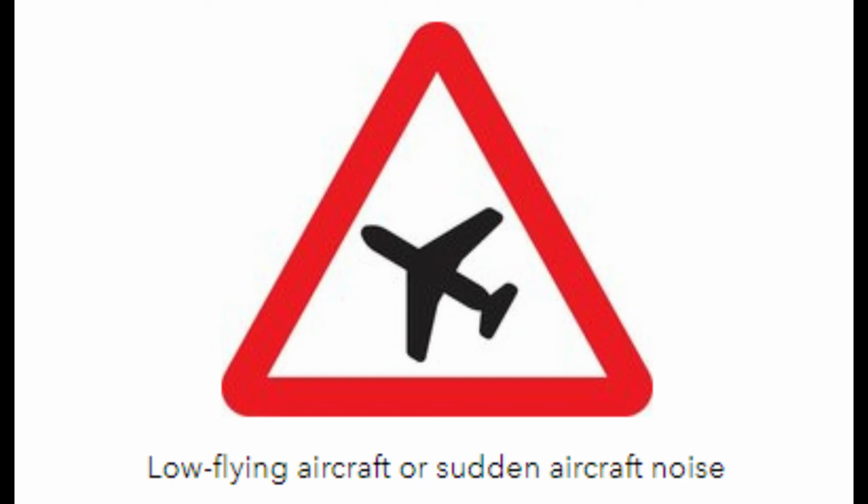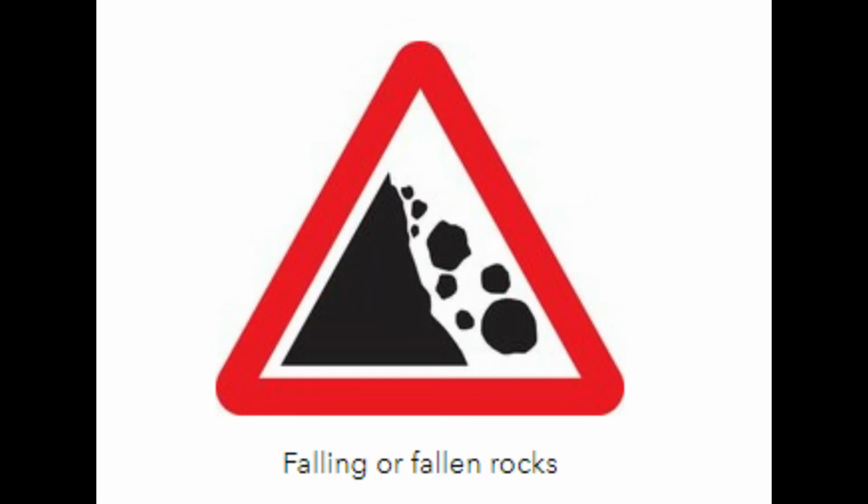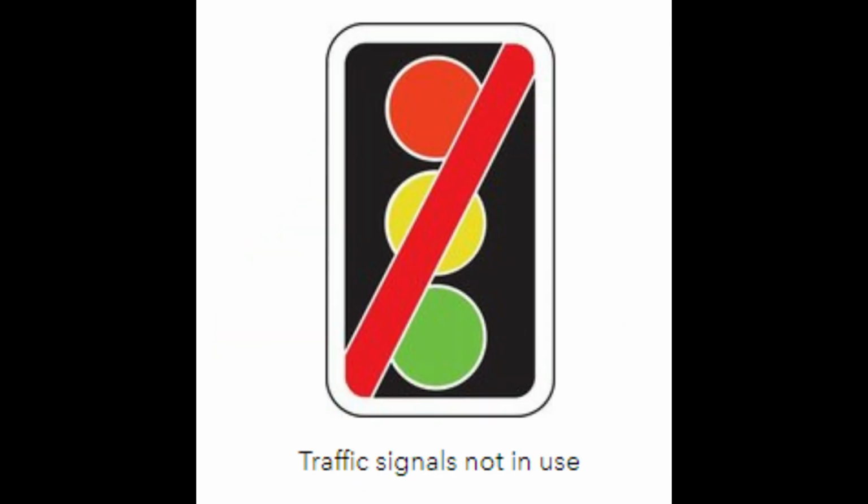Low-flying aircraft or sudden aircraft noise. There could be an airport area. Falling or fallen rocks. Traffic signals not in use. That means nobody has got the priority. So you have to be wary and cautious. You have to make sure that you look in both directions and make sure the road is clear before passing.